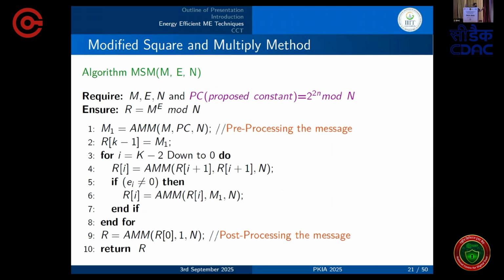For example, consider steps 3, 4, 5, 6. In the third step, I am scanning the bits from k minus 1 to 0, that means from left to right. Then for every bit, I am performing the square operation by invoking AMM for the same values, Ri plus 1 and Ri plus 1. Then I am checking whether the bit is high or not. If the bit is high, then only I am performing the multiplication, otherwise moving to the next bit. So this is the traditional technique which is available.